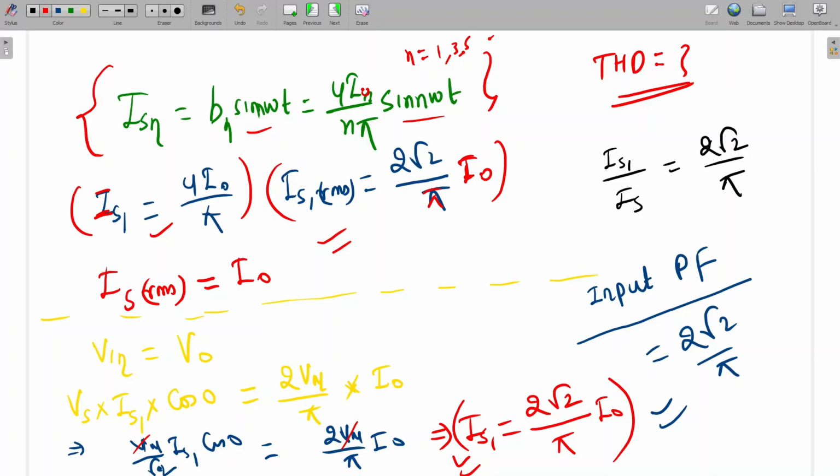Okay. And the source RMS value, how much? Source RMS value will be... Sir, how did you calculate this IS1?